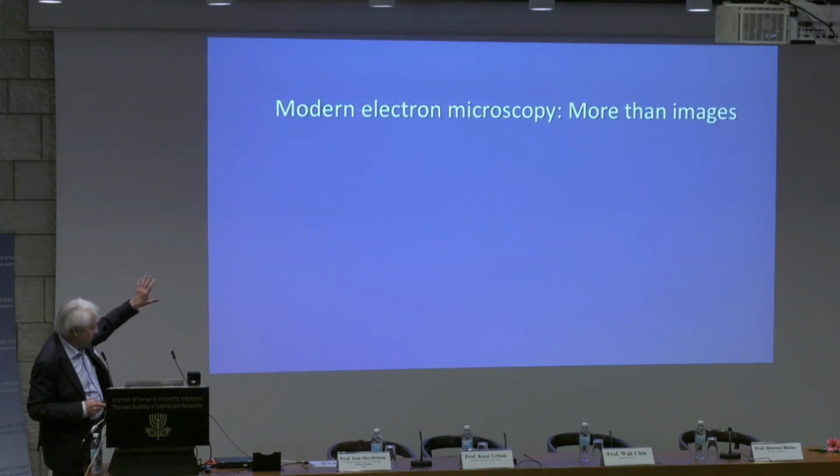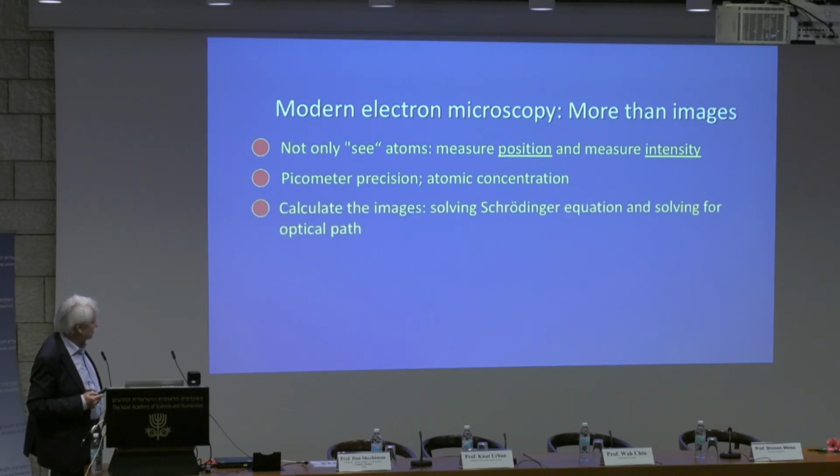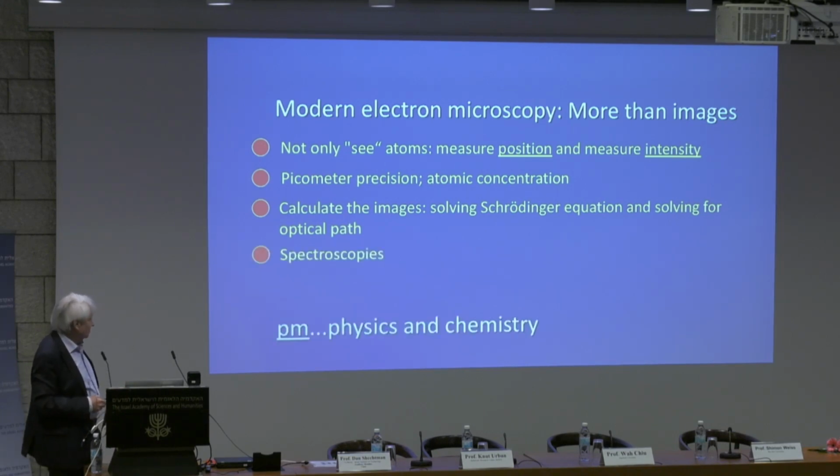So this tells you that, and I will show you some examples, as long as the Chairman allows me to speak. Modern electron microscopy is more than images, it's measurements. We measure positions, we measure intensities, we can do picometer precision, and for this, because we are in quantum physical dimensions, we have to simulate the image process by solving the Schrödinger equation and by solving for the optical paths. We will see that. So this gives us access to the picometer space where much of physics and chemistry happens in solid state.